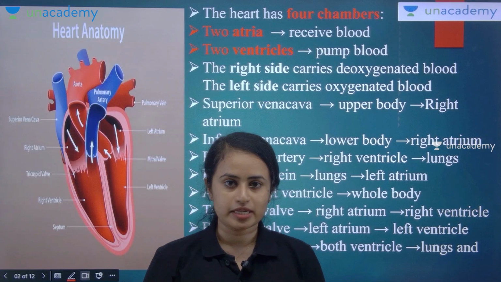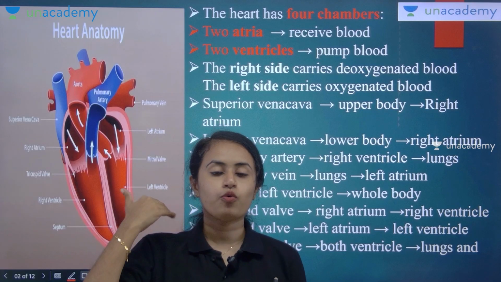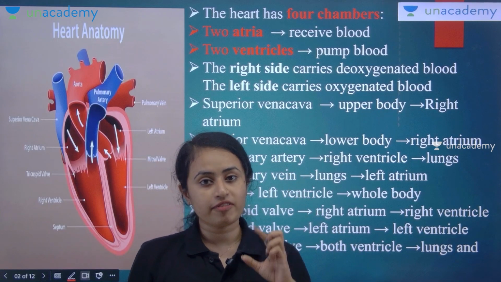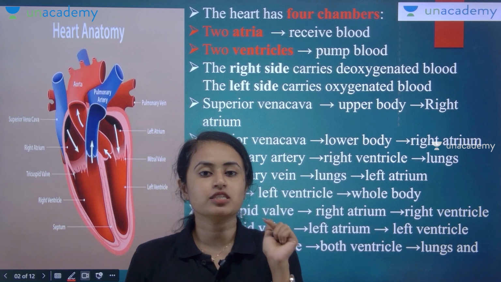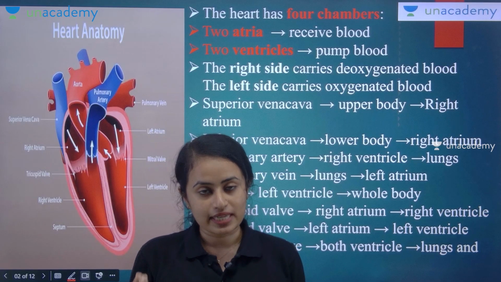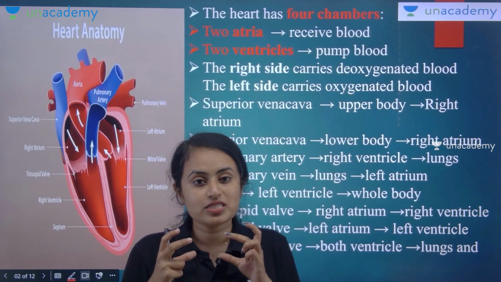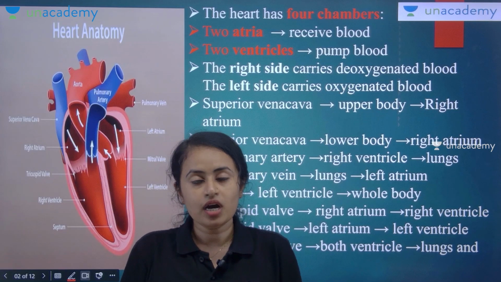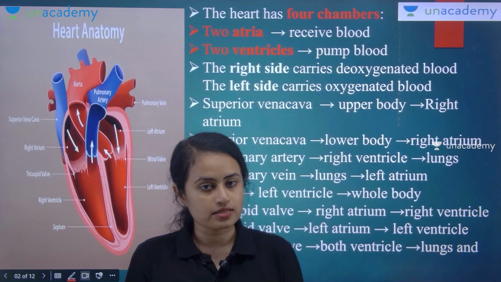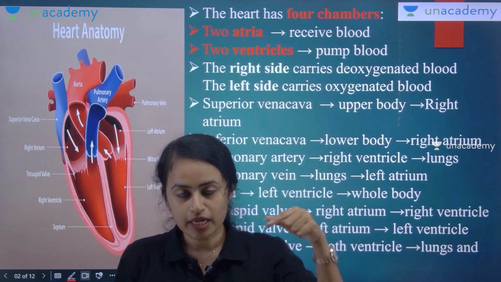So how does this double circulatory pathway take place in our body? We already discussed that the right side contains deoxygenated blood. From the upper part of the body, the superior vena cava is a vein which carries deoxygenated blood into the right atrium. From the lower part of the body, the inferior vena cava carries deoxygenated blood into the right atrium. From the right atrium, with the help of the tricuspid valve, it moves to the right ventricle. And from the right ventricle, with the help of the semilunar valve, it is pumped towards the pulmonary artery to the lungs.